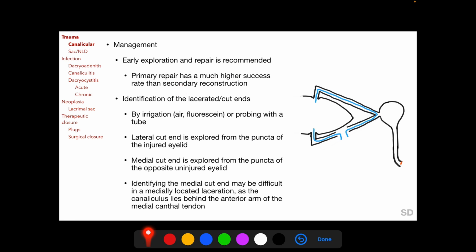First, the lacerated or cut ends of the injured canaliculus are identified by irrigation with air or fluorescein or by probing. The lateral cut end is explored from the puncta of the injured eyelid, and the medial cut end is explored from the puncta of the opposite uninjured eyelid. Identifying the medial cut end may be difficult when the laceration is medially located near the nose, as the canaliculus lies behind the anterior arm of the medial canthal tendon in this area.